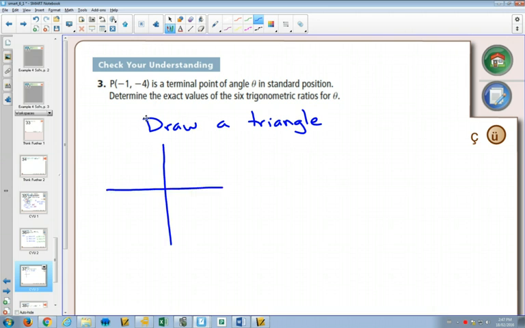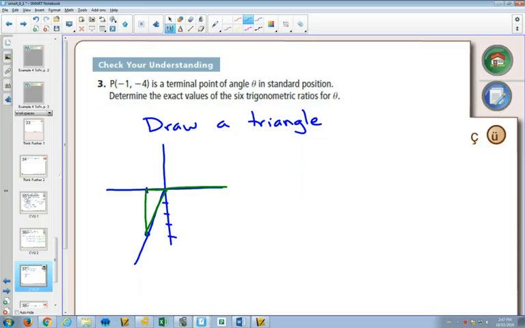If we draw our 4 quadrants and we label where -1, -4 would be, it would be there in quadrant 3. Now that we have that point, if that is on the terminal point of an angle in standard position, it would start here, and if it's a terminal point, that means that angle ends there, going through that point, we can draw a triangle.